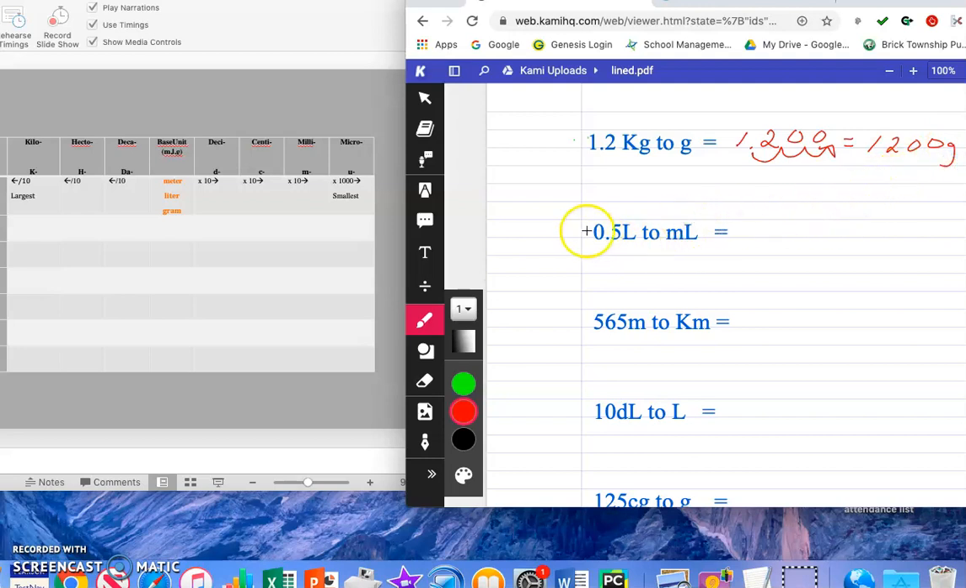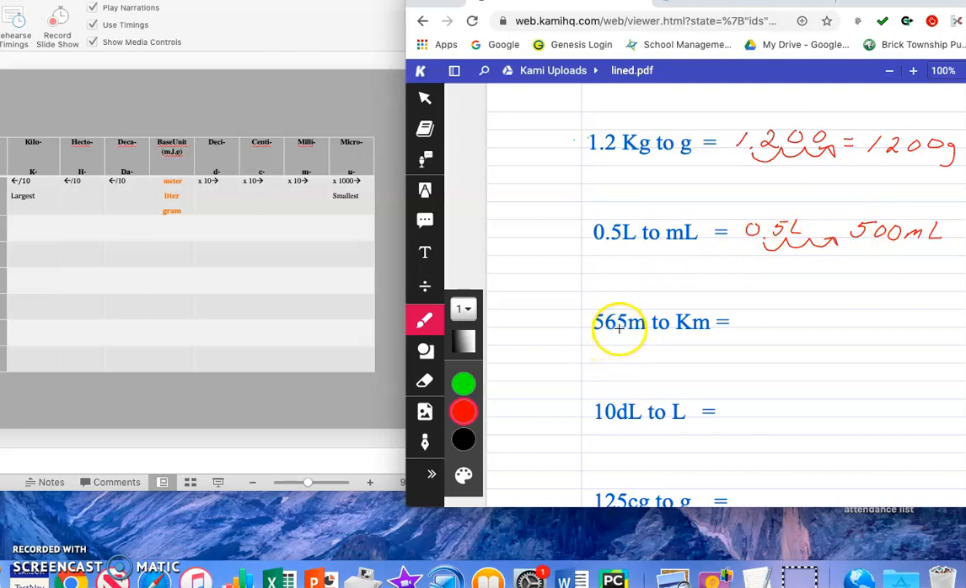grams. Okay. Now 0.5 liters to mLs. Liters is right here in the middle. We want to go to milliliters. That's right here. Okay. So 0.5 liters. We're going to go one, two, three to the right. Okay. So we're going to get 500 mLs. Now, just make sure your sig figs match up. Like we started out with two, we end with two. Started with one, we end up with one. So half a liter equals 500 mLs.